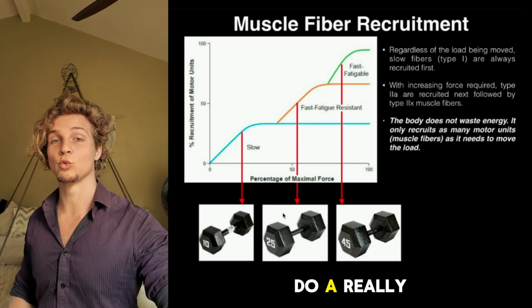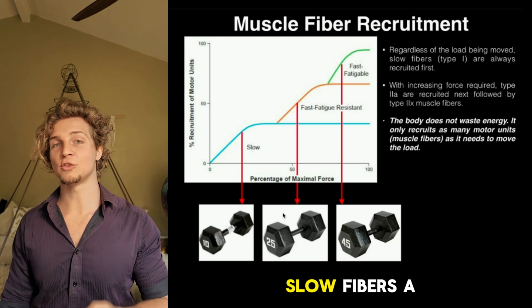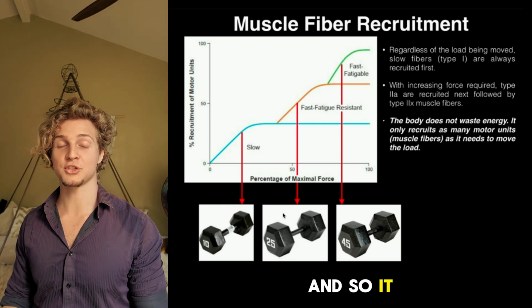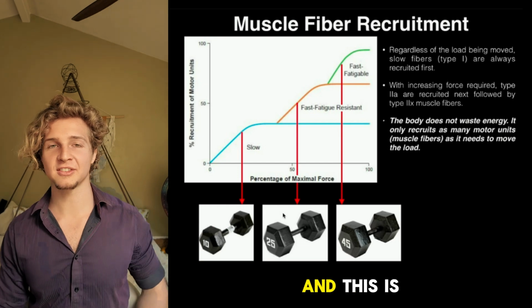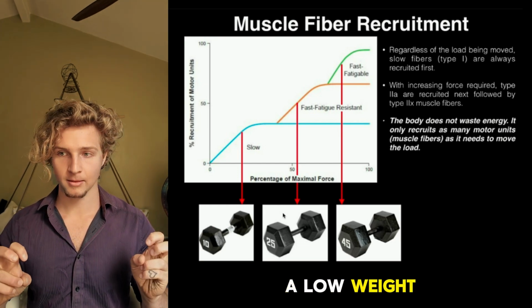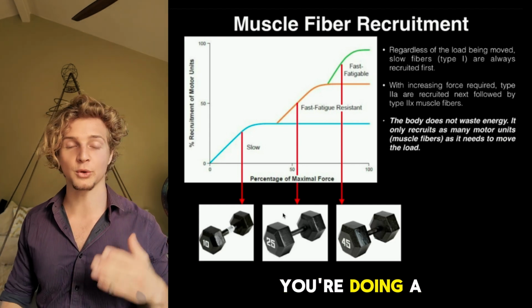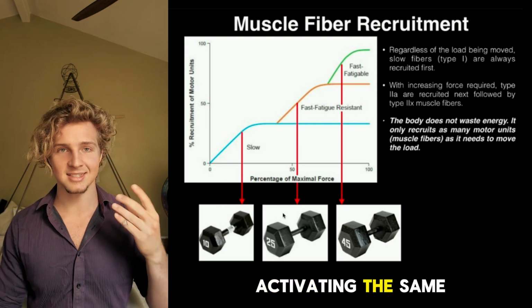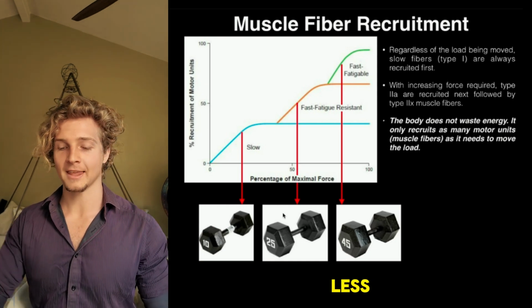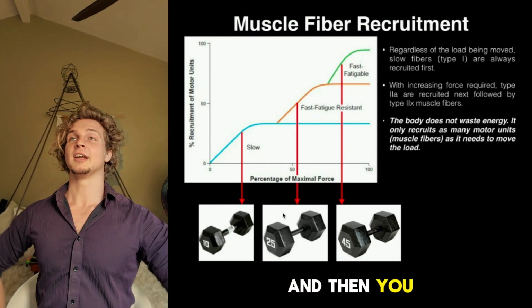Now, that being said, if you do a really, really long set, then you might fatigue out the slow fibers a whole bunch, and so it starts recruiting other muscle fibers. And this is what I like to do, a low weight but a very long set. I'm talking like 3 minutes plus. You're doing a similar movement, activating the same muscles more or less. And that way it just fatigues out every single muscle fiber, and then you need to take a nice long break.